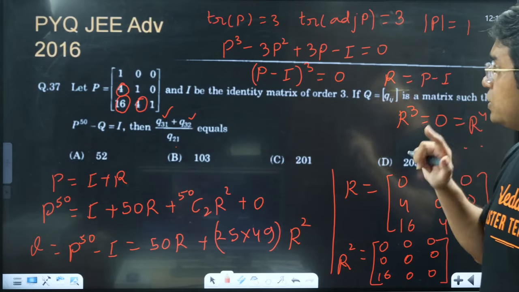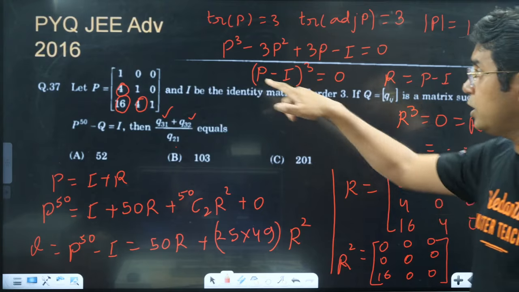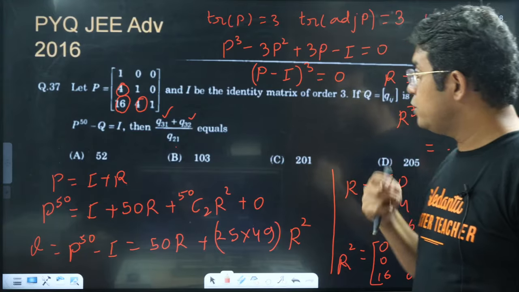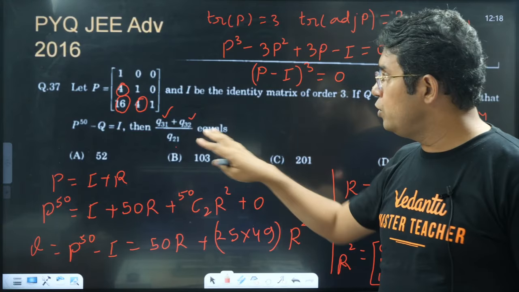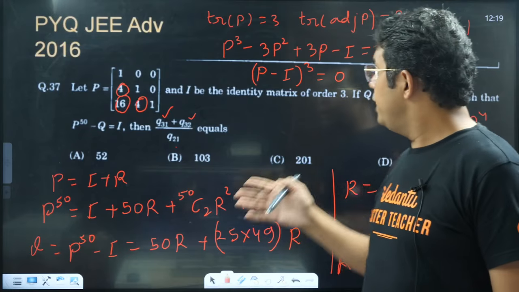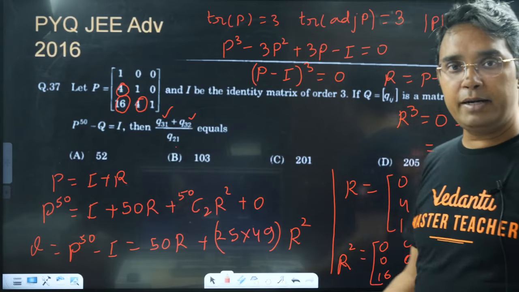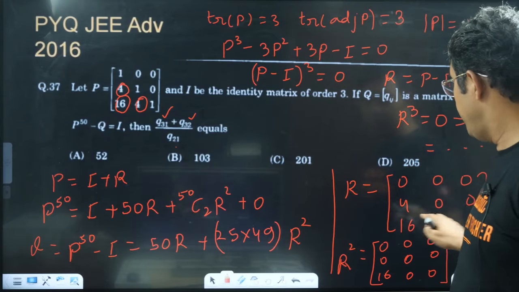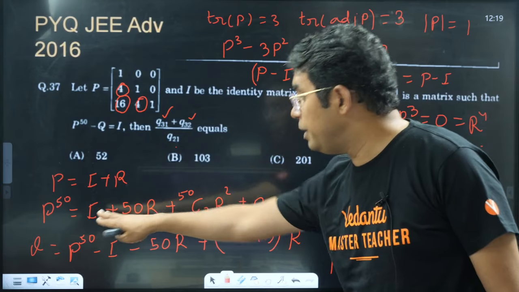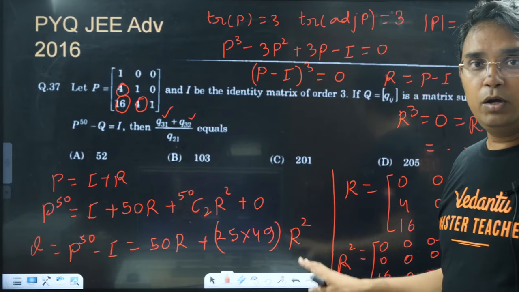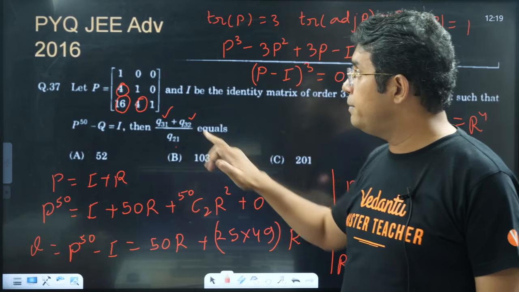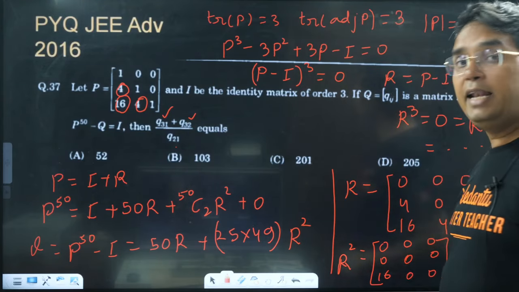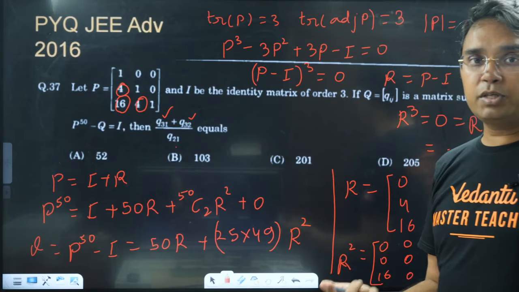Okay, see this question when this came in 2016, I remember students were again finding a pattern. They saw that if we do p minus I and take the square and cube, after cube it becomes a null matrix. But why minus I? That's the reason why it is actually giving you p power 50 in this method. Okay, so please remember these questions most of the time have this Cayley-Hamilton theorem characteristic equation in their background.